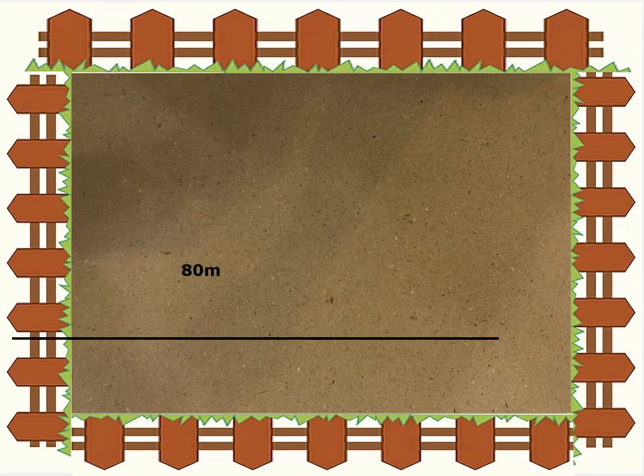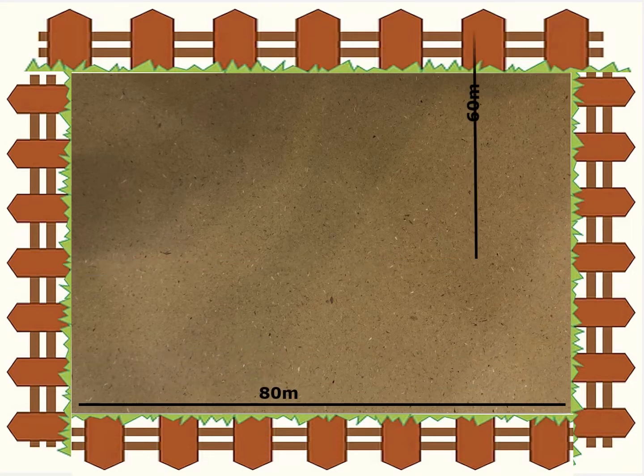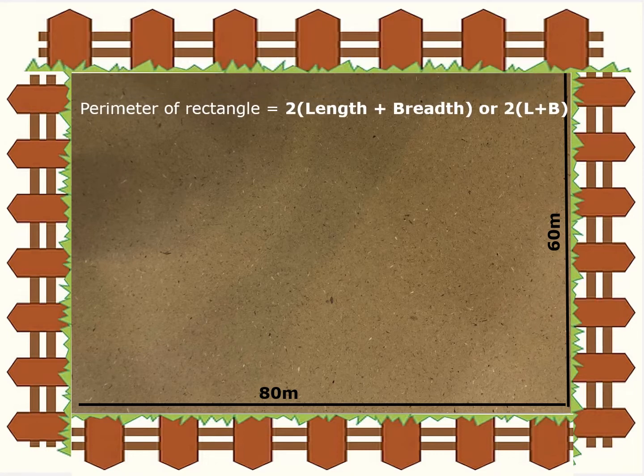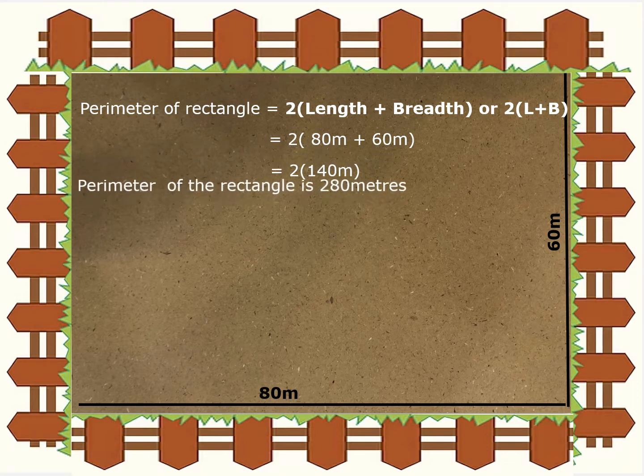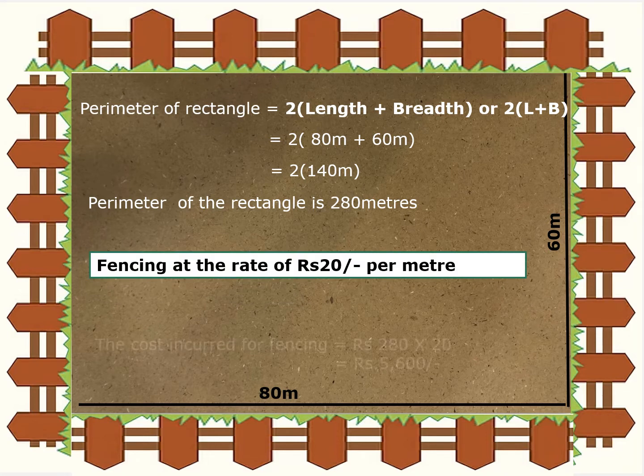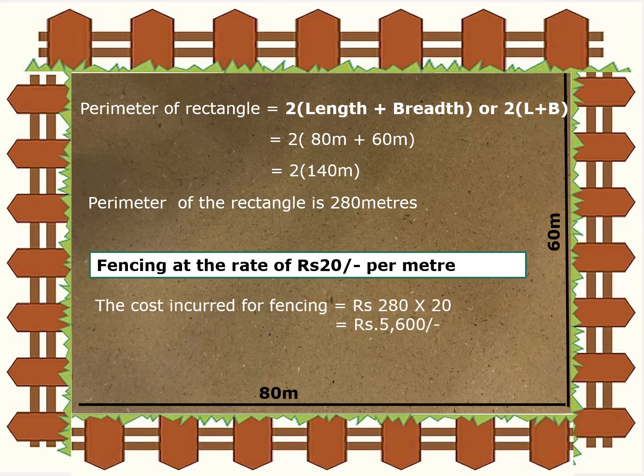Here we know that the length of the rectangle is 80 meters and the breadth is 60 meters. We need to find the perimeter of the rectangle, which is 2 into length plus breadth, or 2 into (L plus B). Here it is 2 into (80 plus 60), which gives us 2 into 140 meters, which is equal to 280 meters. The cost for 1 meter of fencing is rupees 20. So, 280 into 20 is equal to rupees 5600, which is the cost incurred for fencing.